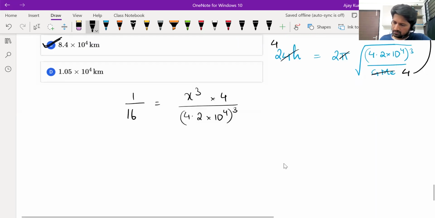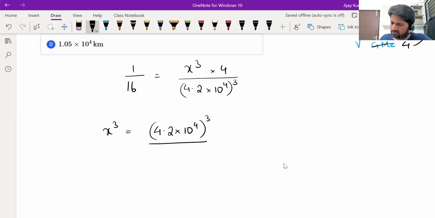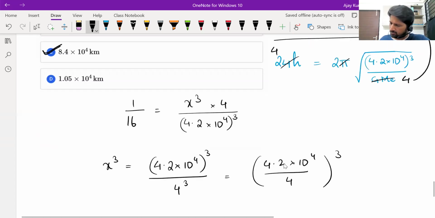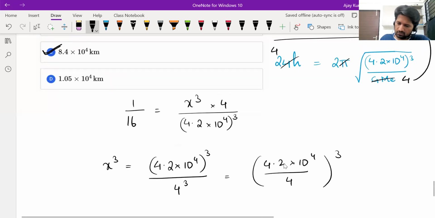Okay. So after that, it's all mathematics. x cube is equal to 4.2 into 10 power 4 whole cube divided by 16 into 4. 16 is 4 square, into 4 becomes 4 cube. There's an advantage in writing it this way. 4.2 into 10 power 4 divided by 4 whole cube it becomes. And 4.2 divided by 4 is 1.05. So the answer is 1.05 into 10 power 4.